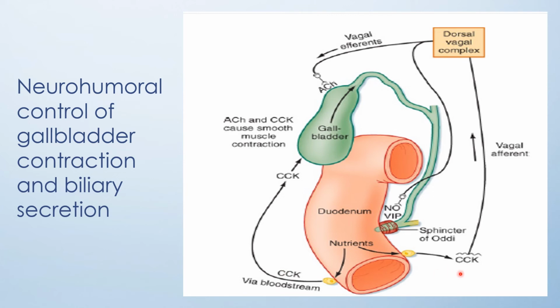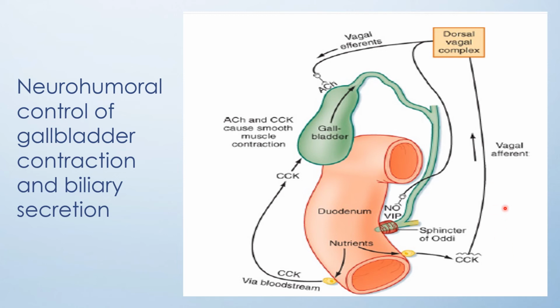or goes through the vagal afferents, going to the dorsal vagal complex, which later on stimulates the vagal efferents. The cholecystokinin in the bloodstream, along with the acetylcholine produced by the stimulation of the vagal efferents, these two, acetylcholine and cholecystokinin, will cause the contraction of the smooth muscle of the gallbladder, thereby expelling the concentrated bile to the bile duct.